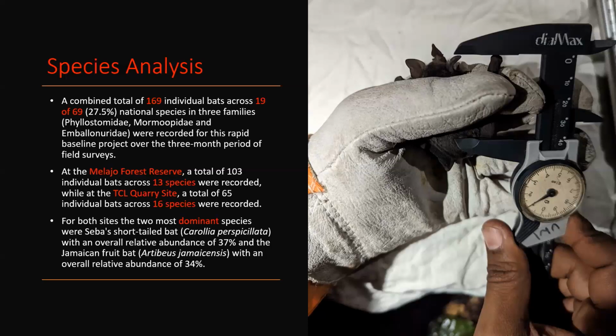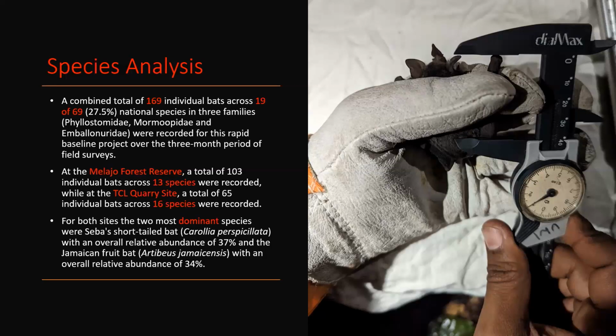At the Melao Forest Reserve, we got a total of 103 individual bats across 13 species, and at the TCL quarry site, a total of 65 individual bats were caught across 16 species. For both sites, the two most dominant species were Seba's short-tailed bat, which is also known scientifically as the Carollia perspicillata, with an overall relative abundance of 37%, and the Jamaican fruit bat, Artibeus jamaicensis, with an overall relative abundance of 34%.